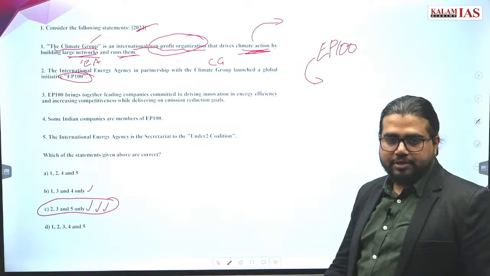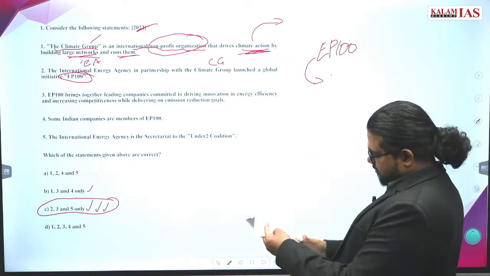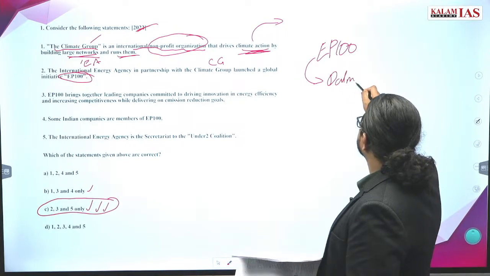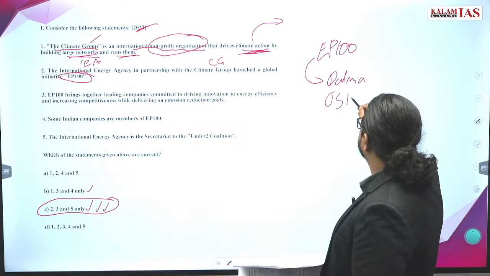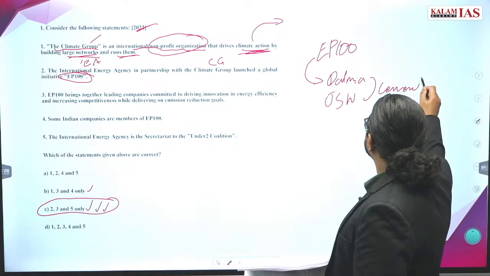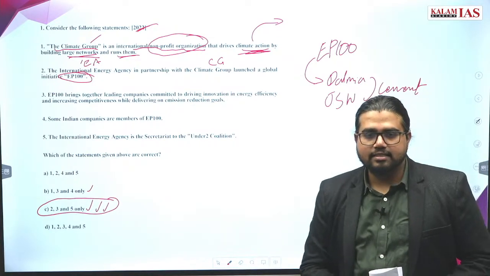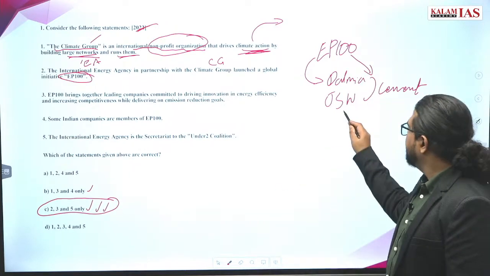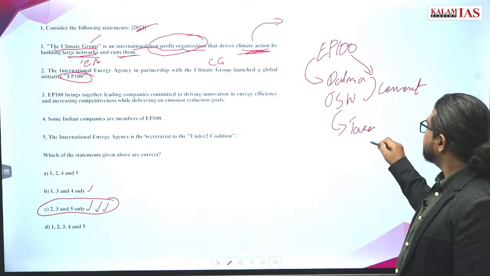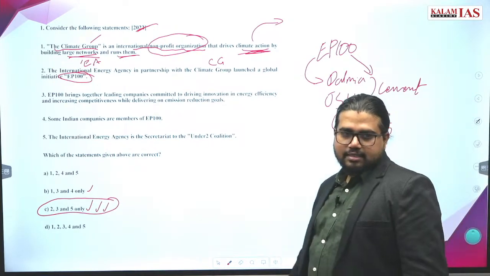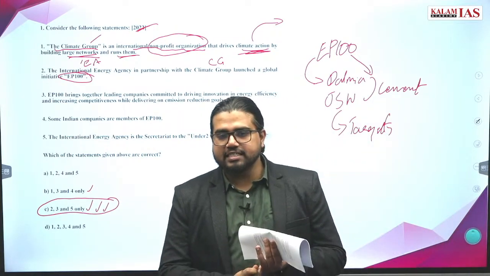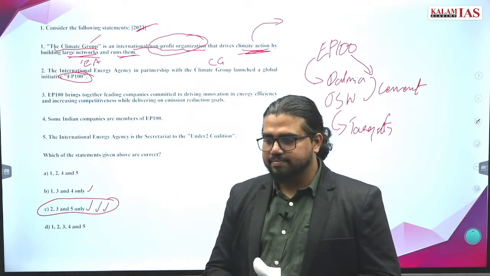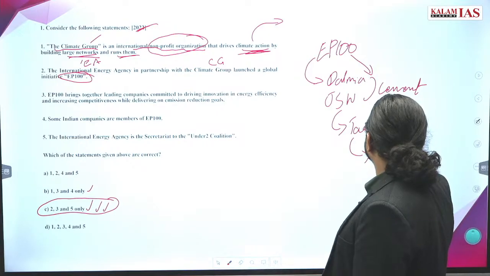What was more important was Dalmia Cement and JSW Cement. These two companies joined this EP100 initiative and came up with targets citing increasing energy efficiency as well as reducing greenhouse gas emissions. So this was in the news.